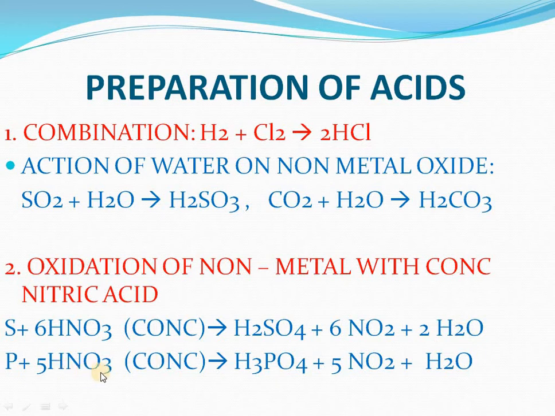Similarly, here also concentrated HNO3 is there, so NO2 and water will be there. Sulfur is oxidized to sulfuric acid, phosphorus is oxidized to phosphoric acid. Now you know the sulfur valency is 6, so we have multiplied by 6. Phosphorus valency is 5, so we have multiplied by 5. This is an easy way to remember the reaction. Here there are 6 nitrogens, so we have multiplied by 6. Here 5 nitrogens, so we have multiplied by 5. Further, oxygen we can balance in a very easy manner.